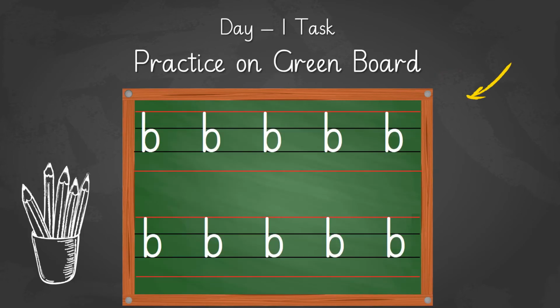This is your day 1 task. You need to practice writing B as many times as you can on your green board. You can also make red and black lines with a tape or a permanent marker on your green board as shown in the picture.